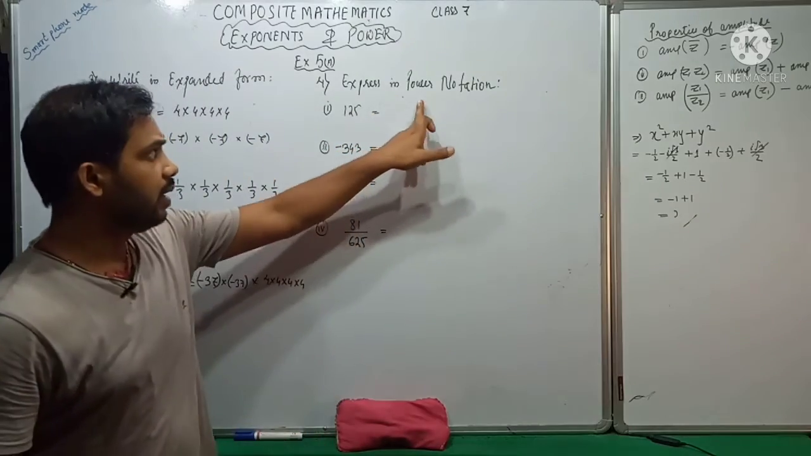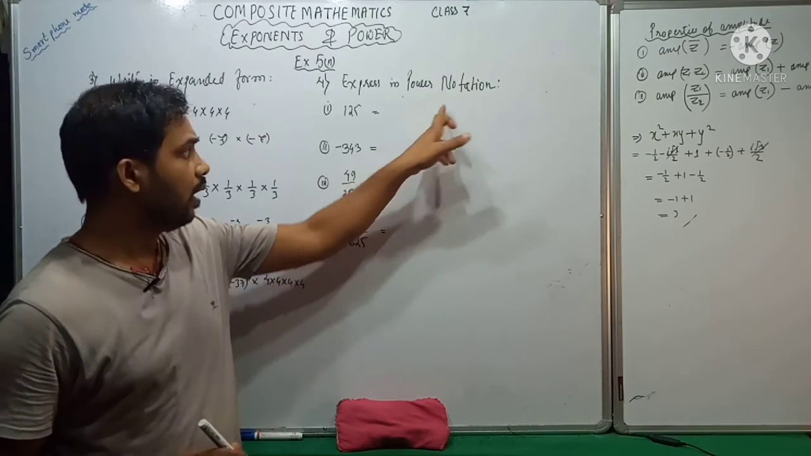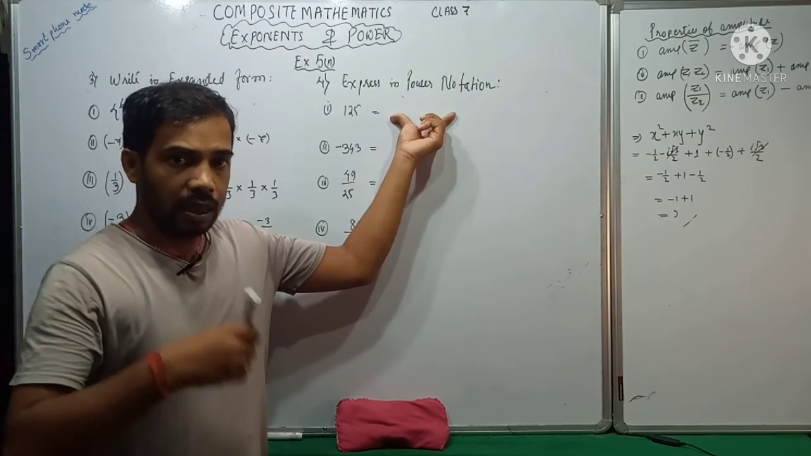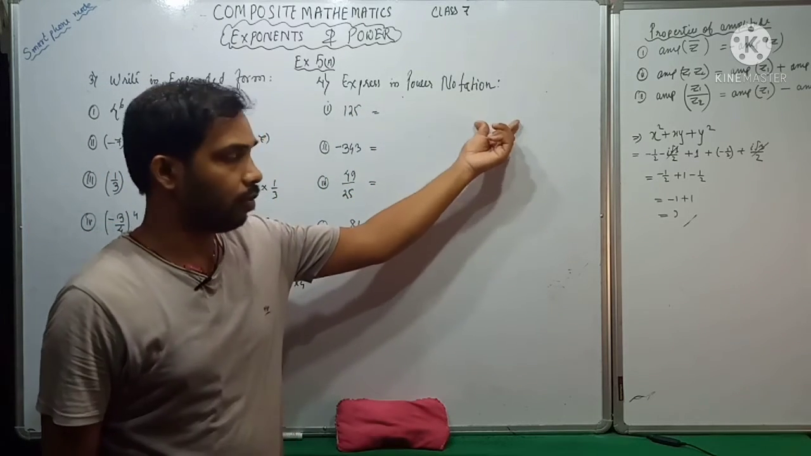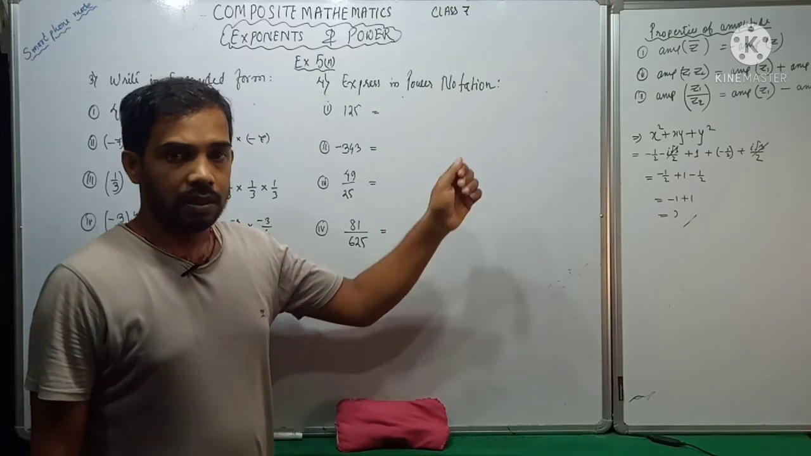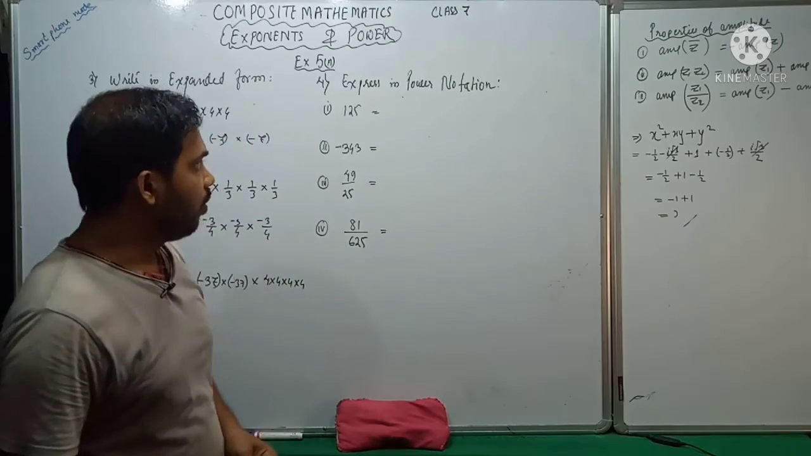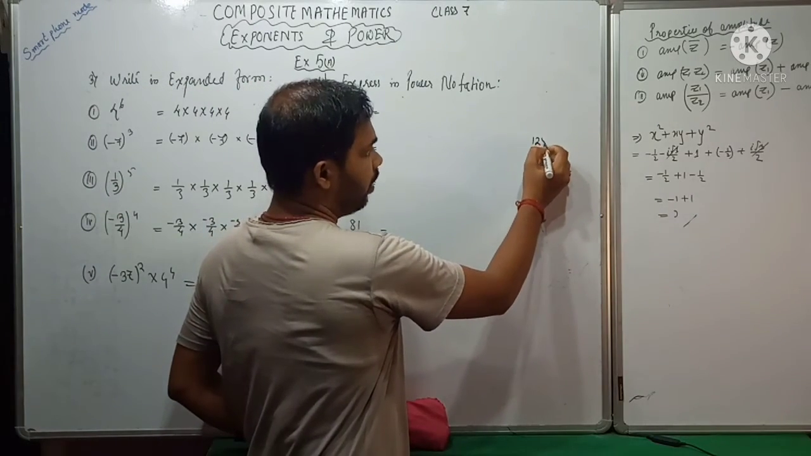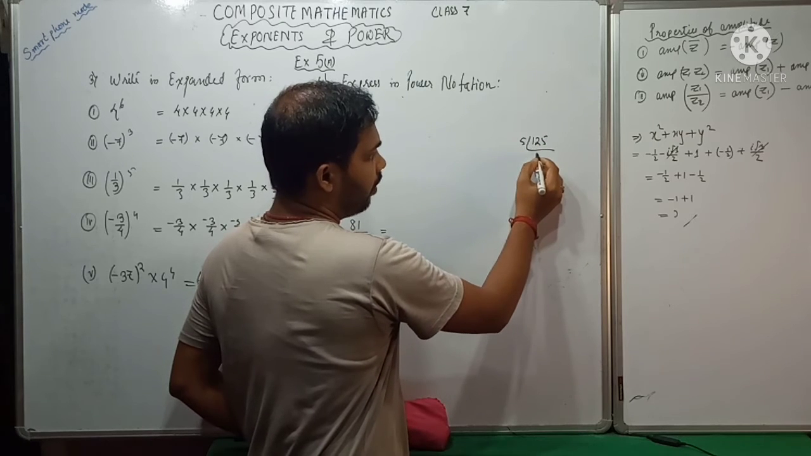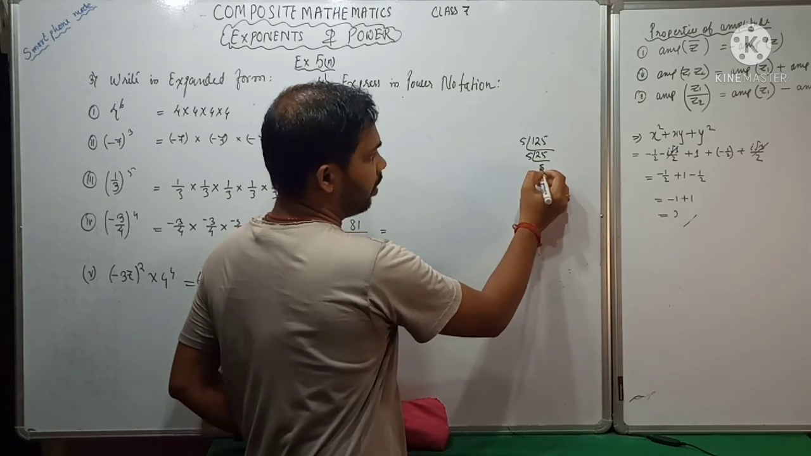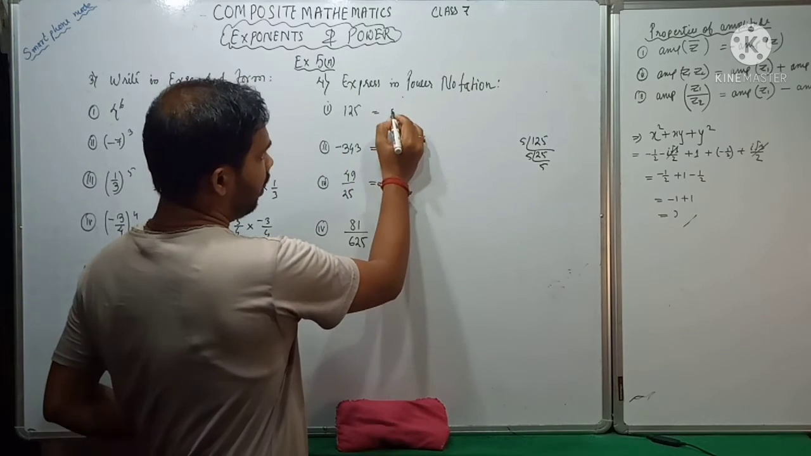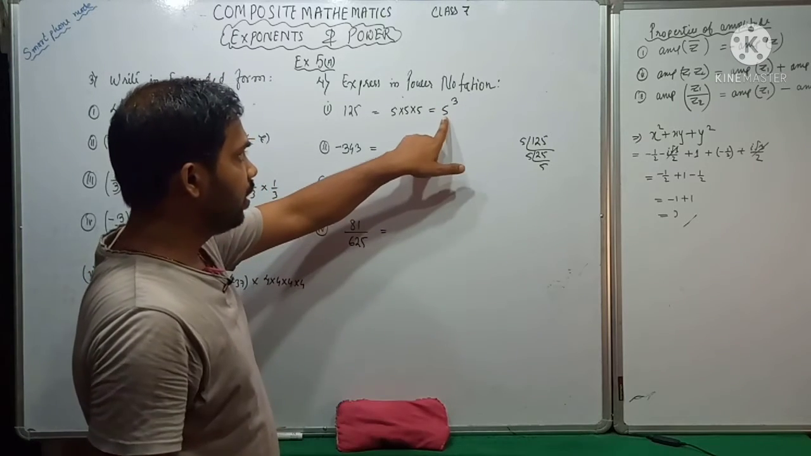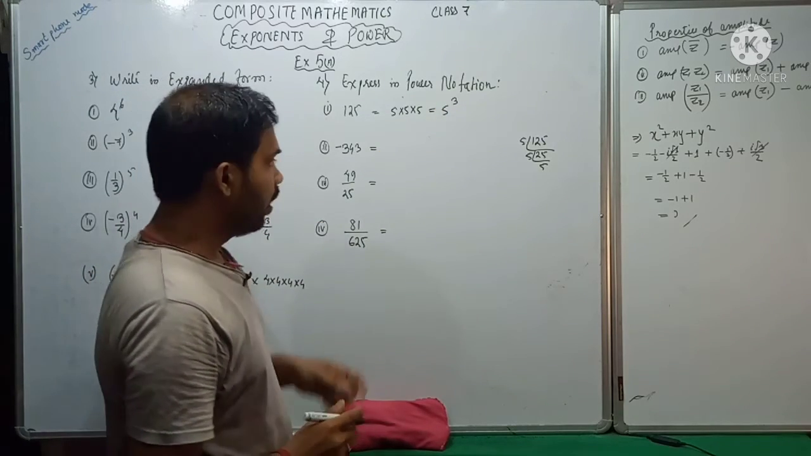Next question given, express in power notation. That means I have to express this in power notation. Now what is power notation? It means the number given, I have to convert in expanded form, and then convert it in exponential form, and this exponential form is known as power notation. Okay. So how will I do it? See, first I need to factorize this number. So 125, if I need to factorize, then you divide it by 5, then 5 25s, then 5 5s. So 125 I can write as 5 into 5 into 5, which is equal to 5 cube, and this is power notation.